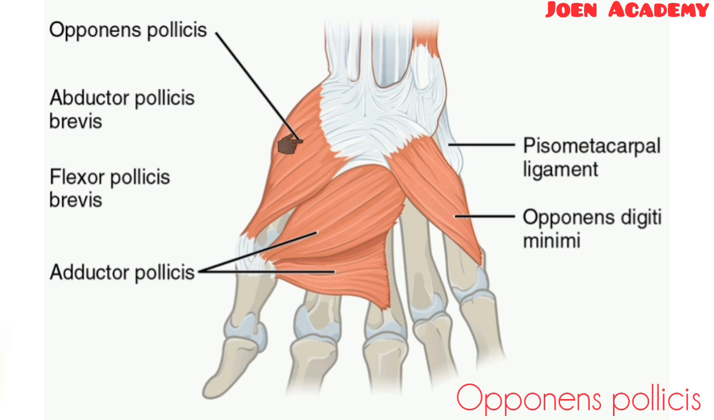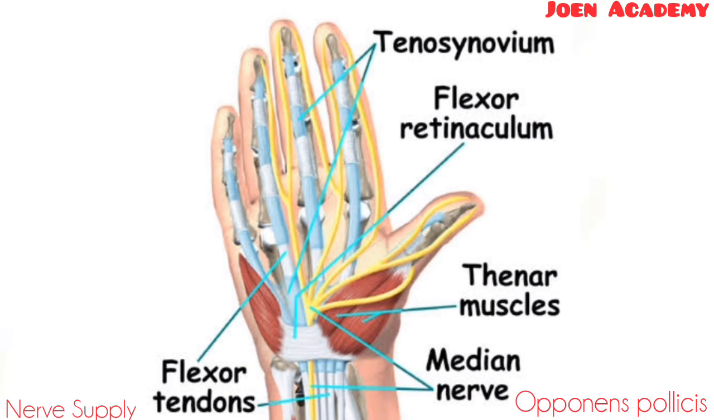The opponens pollicis is the largest of the thenar muscles. It lies under the other two. It originates from the tubercle of the trapezium and the associated flexor retinaculum, and inserts on the lateral margin of the first metacarpal. Actions of this muscle include opposing the thumb by medial rotation and flexing the metacarpal on the trapezium. Like we stated before now, the thenar muscles are innervated by the median nerve. It is the recurrent branch of the median nerve that innervates this muscle.